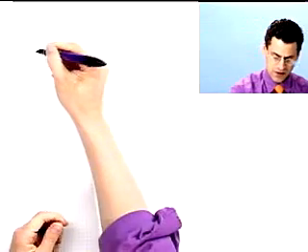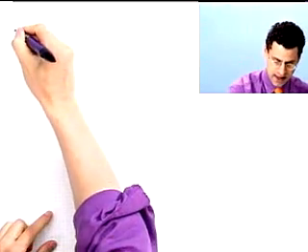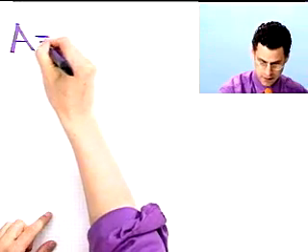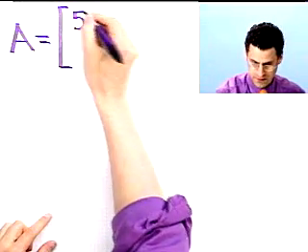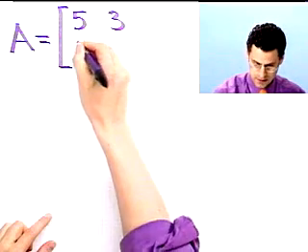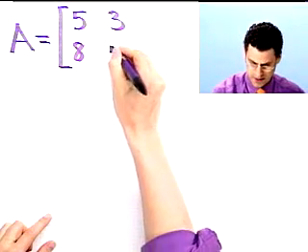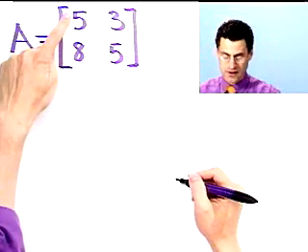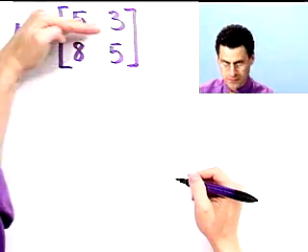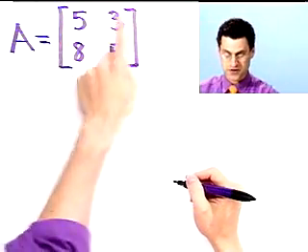Let's start with just 2 by 2 matrices. So suppose I have a matrix, A, and it equals... and it's just going to be 2 by 2. So 5, 3, 8, 5. Notice that's a square matrix because I have 2 rows and 2 columns. So it's a square matrix.